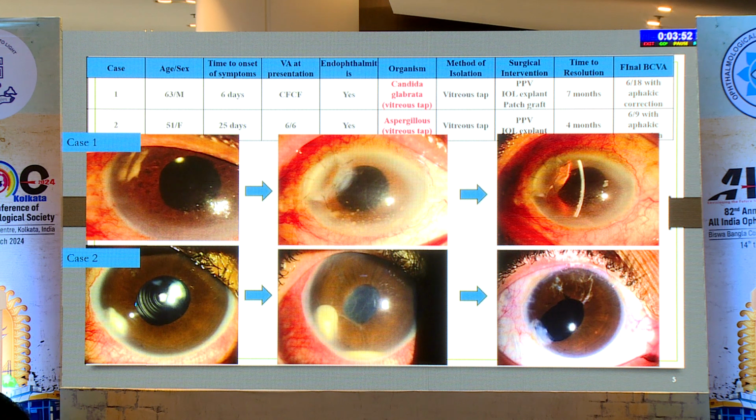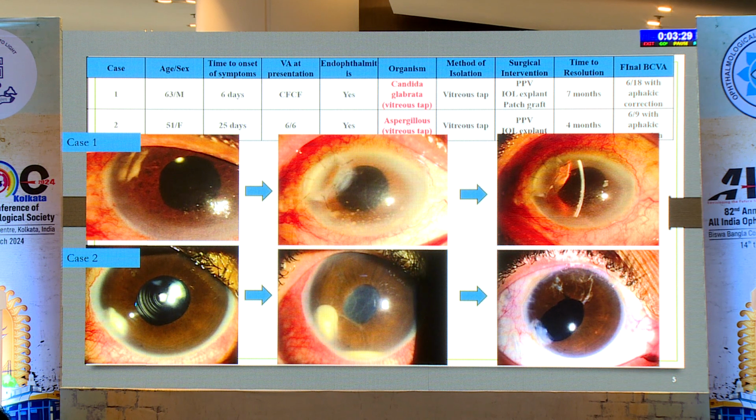So in case 1 and case 2, both these patients had a fungal phaco-tunnel infection. The first patient was positive for Candida on vitreous tap and the second was positive for Aspergillus. Even on repeated intracameral intrastromal injections, the infiltrates were not resolving, and the first patient went for a patch graft. Also IOL explant and pars plana vitrectomy was done.